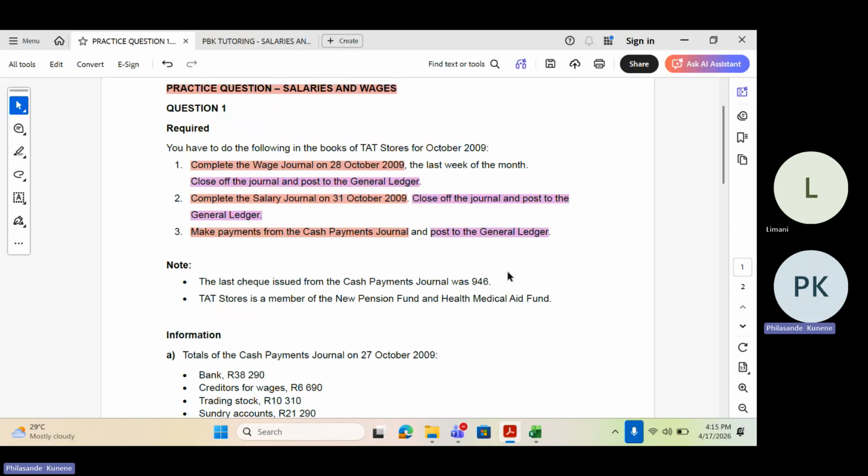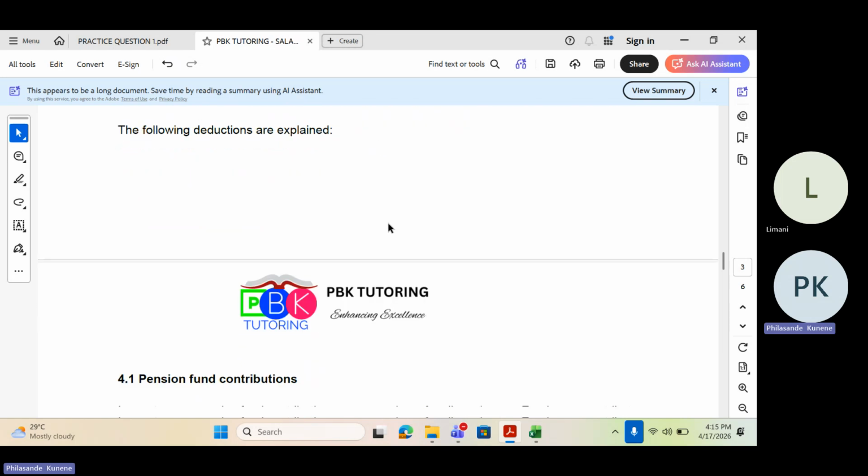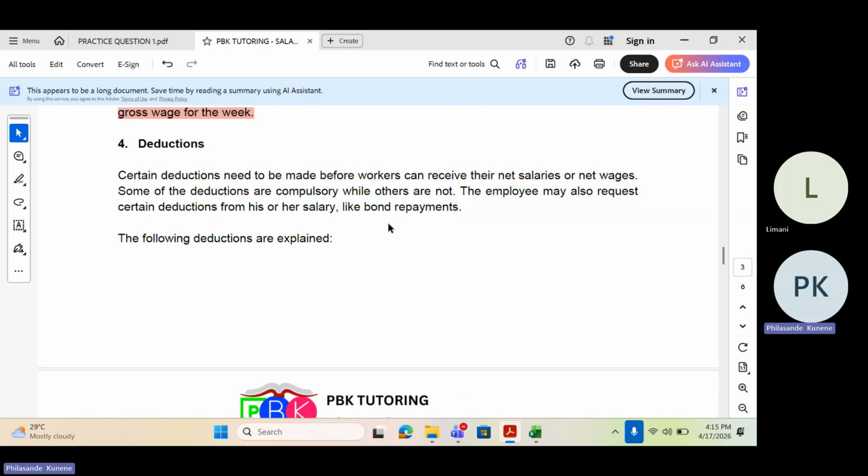Okay. Let's go to today's work that we need to do. Deductions. When we're talking about deductions, Limani, you must know very well that we are talking about those amounts that will be deducted from your gross salary, until you get your net salary. Right? Once you have your net salary, there's nothing else that you're going to deduct from that amount. Net salary is the amount that comes to your bank account as an employee. That is the amount that you're going to use for your monthly expenses.